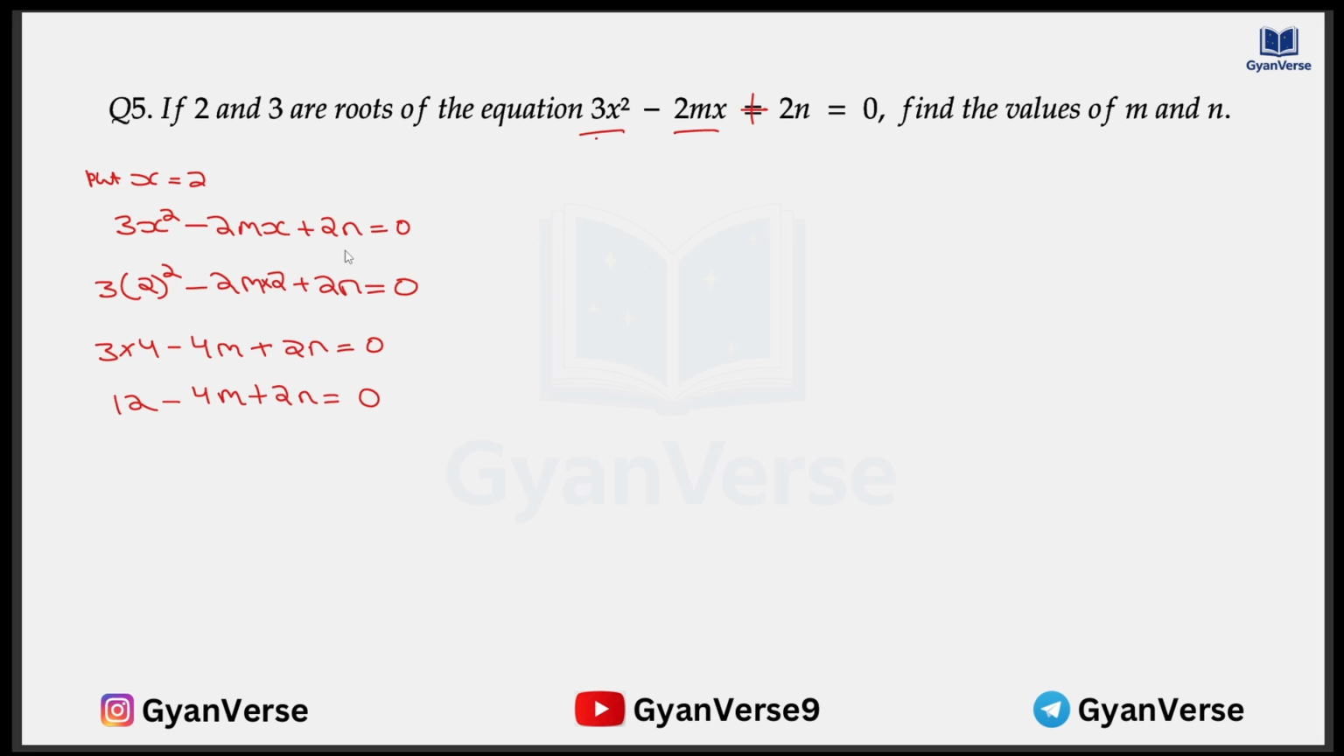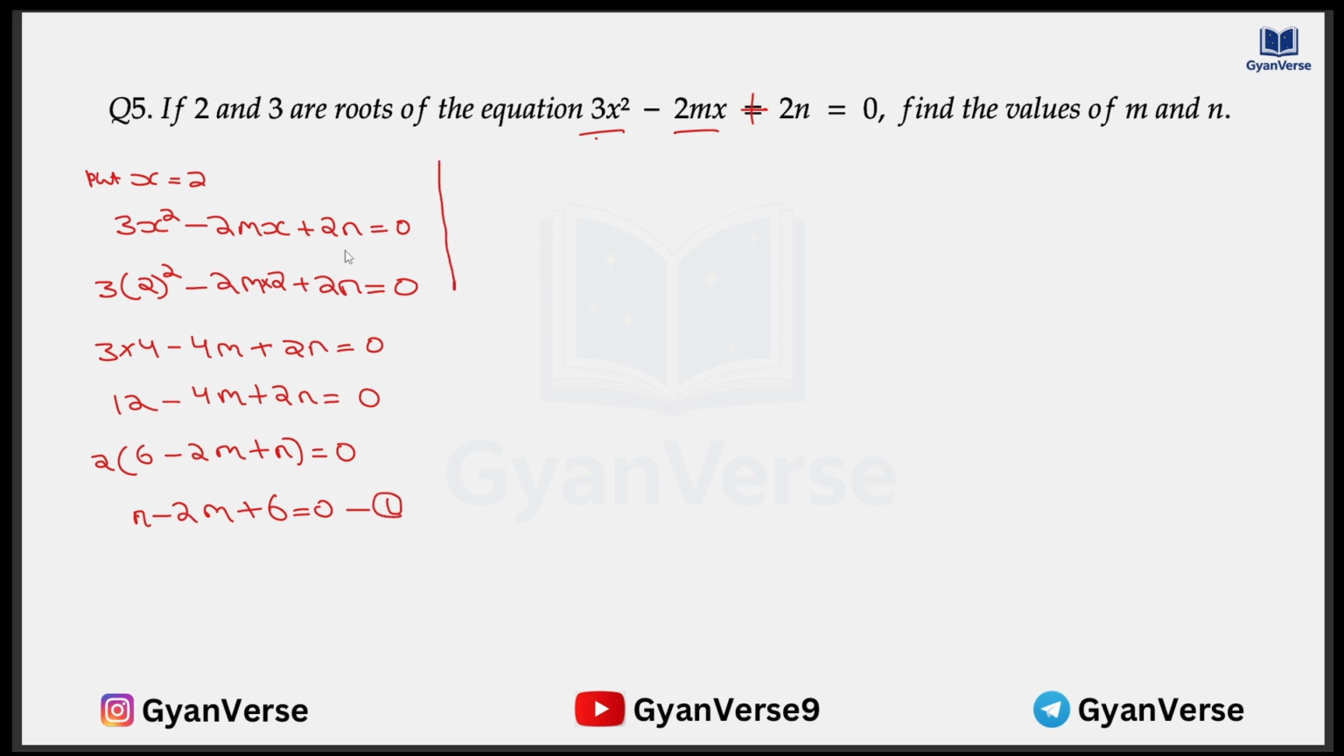So what you can do is you can take 2 common. It will be 2 into (6 minus 2m plus n) equals to 0. 2 will go to the other side, it will become 0. We can write n minus 2m plus 6 equals to 0. So this will become our first equation.